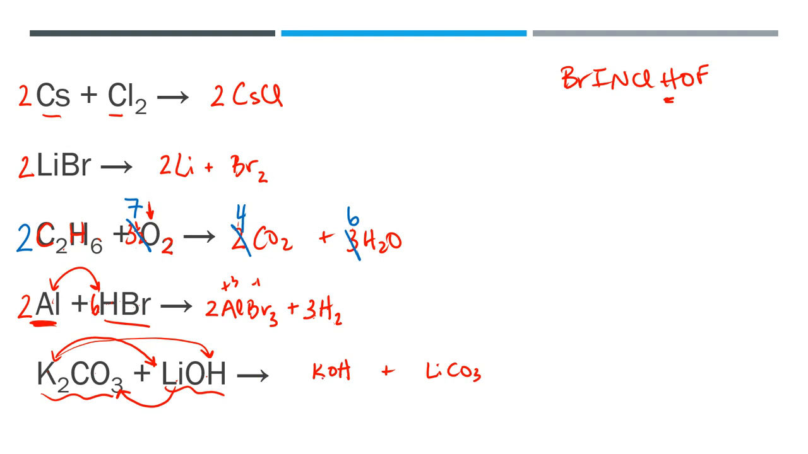Balancing charge-wise, potassium's a +1, hydroxide's a -1. This is good. Lithium's a +1, carbonate's a -2. This is not good. I need 2 lithiums to balance out that carbonate. Now I need to balance the equation. I have 2 lithiums. I only have 1 lithium. I'm going to put a 2 in here. I have 2 potassiums, and now I have 2 hydroxides. I'm going to put a 2 here, and my equation is balanced.